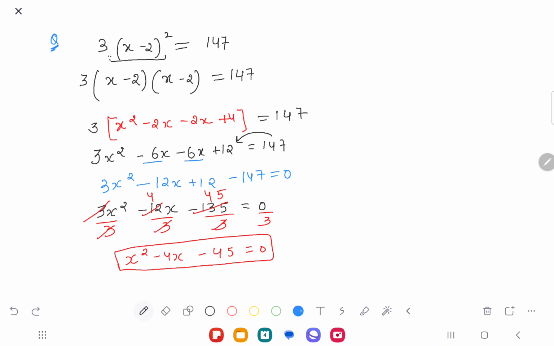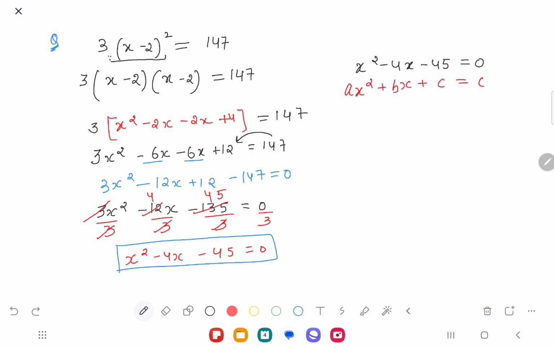So if this is my equation, now my full-fledged quadratic equation is there. And I am going to compare x square minus 4x minus 45 equals 0 with my general quadratic equation, ax square plus bx plus c equals 0. Now you tell me what is correct. So c would be minus 45. So we have a as 1, b as minus 4, and c as minus 45. So I'm writing down these values right here, and then I have the values of x to be found out.